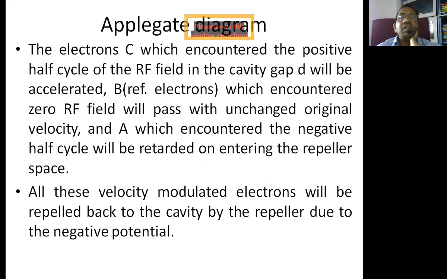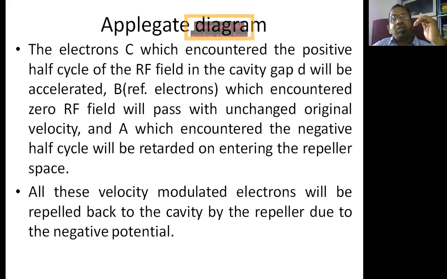Now, the electron C, which encounters the positive half cycle of the RF field in the cavity gap, will be accelerated. So that means electron C encountered the positive half cycle of the RF cycle. Therefore, it is accelerated very fast. That means the electron C is going to get accelerated by positive charge. We know that electrons are going to get attracted by the positive charge.